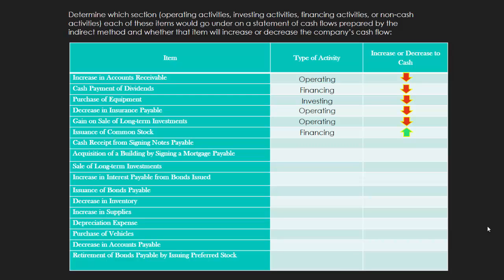Same concept applies to the cash receipt from the signing of notes payable. It is a long-term piece of debt, and all long-term debt that you have, all long-term liabilities, appears in the financing section. We're taking out a loan, which means our cash flow has to be going up.